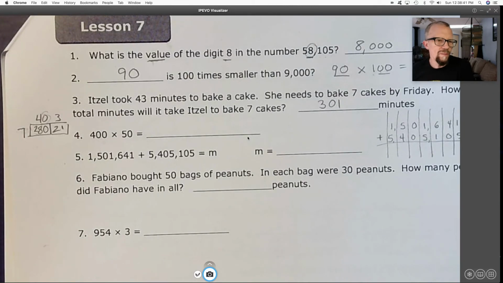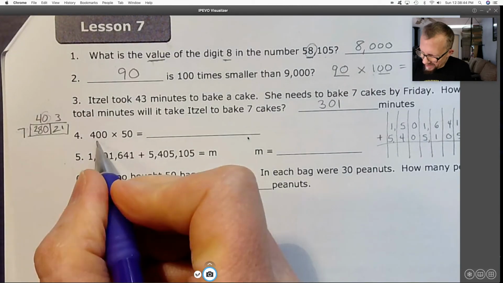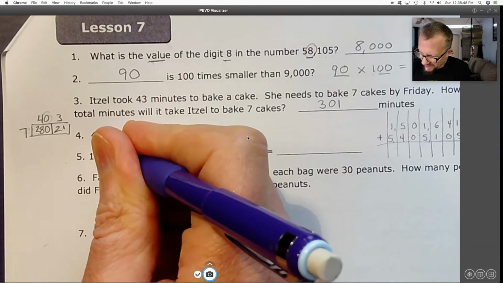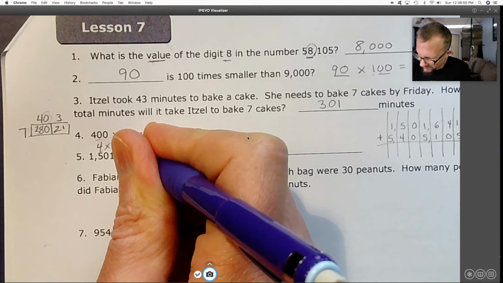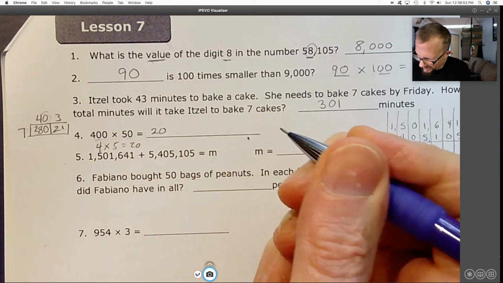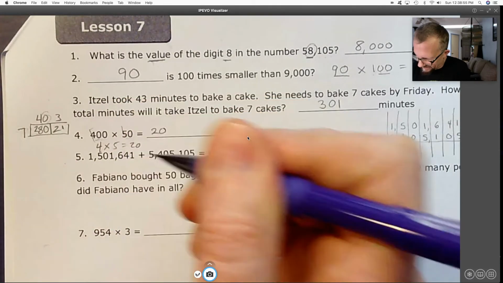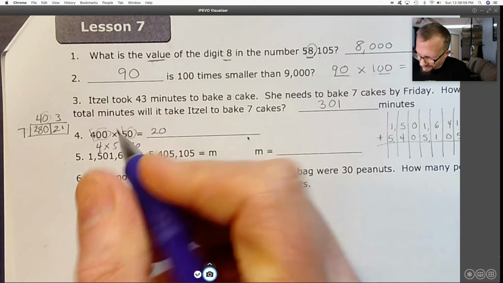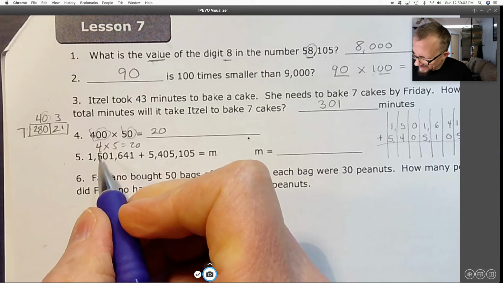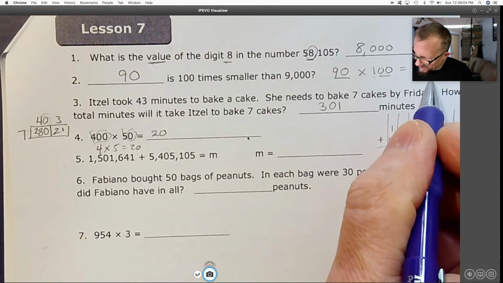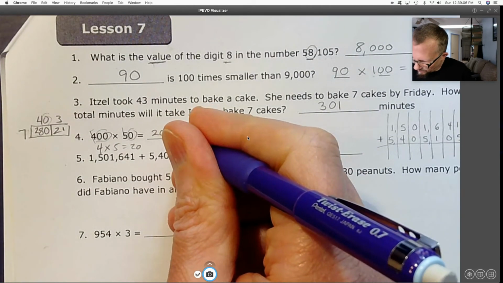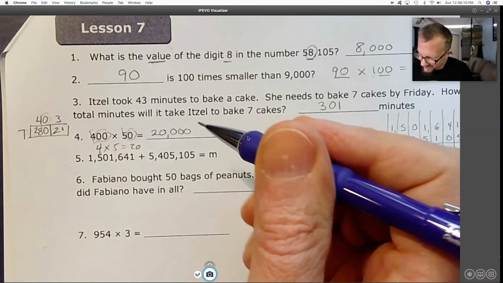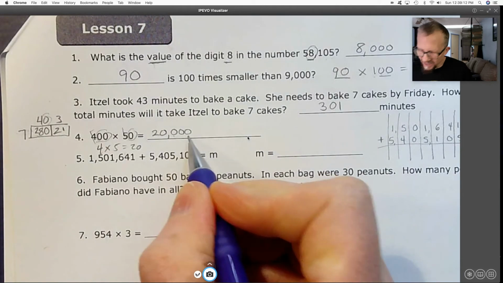Number 4, another thing where we are mostly just practicing all these extra zeros. So we can start with 4 times 5 equals 20. So I know there's a 20. That took care of the 4 and the 5, right? Now I've got 3 zeros. And just like when we did 90 times 100, gave us 3 more zeros, we need 3 more zeros. Okay, 100 times 10 is 1,000, so we have 20,000.